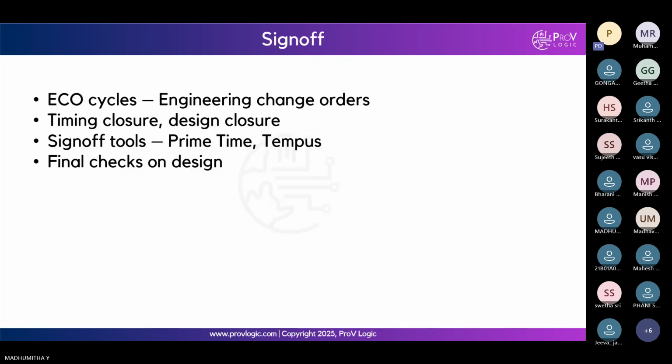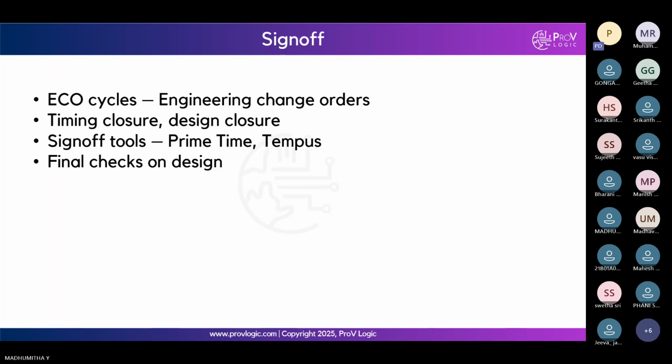Okay. Next is called sign off. Sign off is where we will be doing something called the ECO cycle. ECO means engineering change orders. In the sign off stage, we will be doing timing closure and design closure. As we start the design from floor plan, power plan, placement, CTS, routing, after every stage of this physical design, we will be doing some checks.